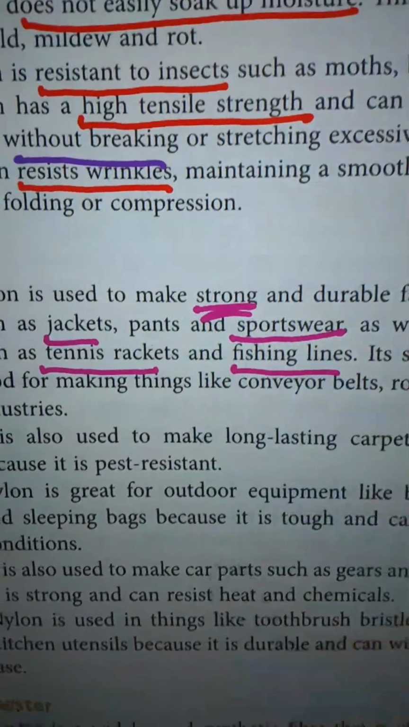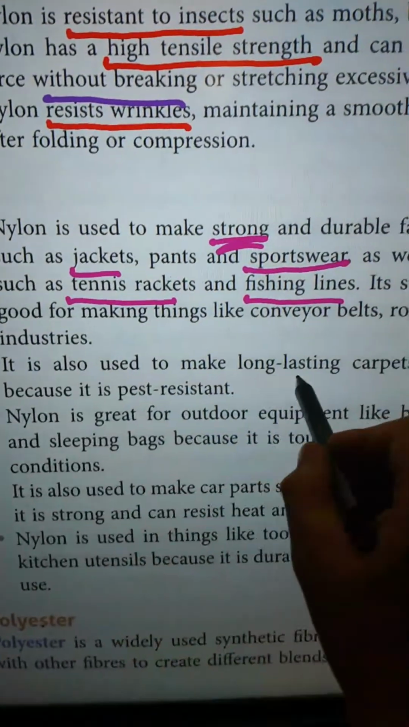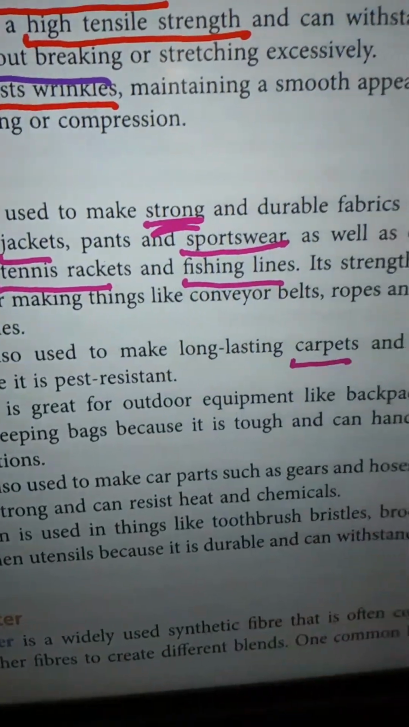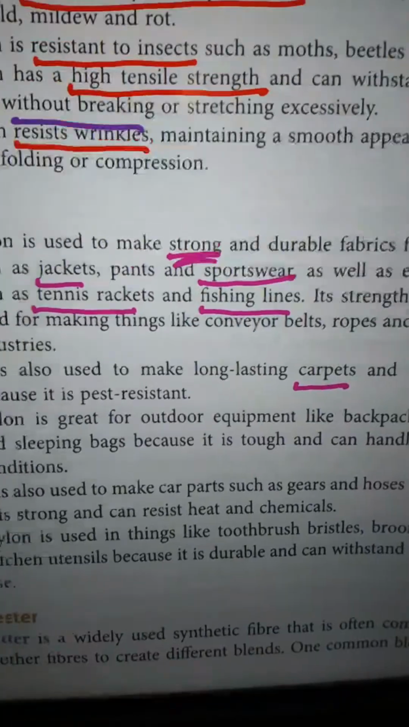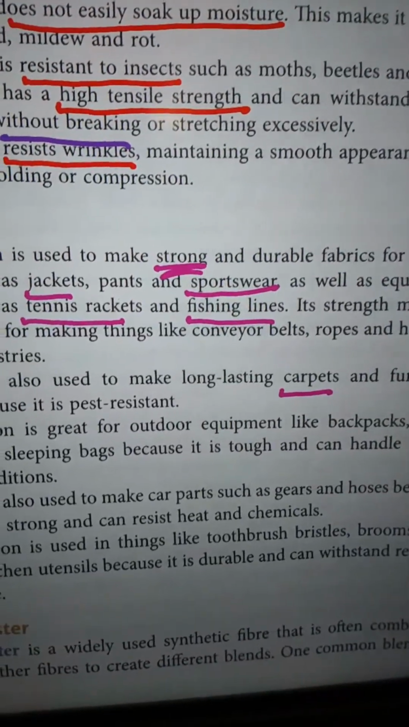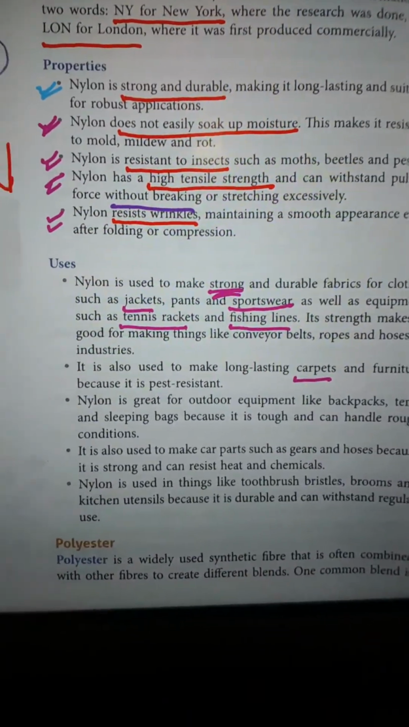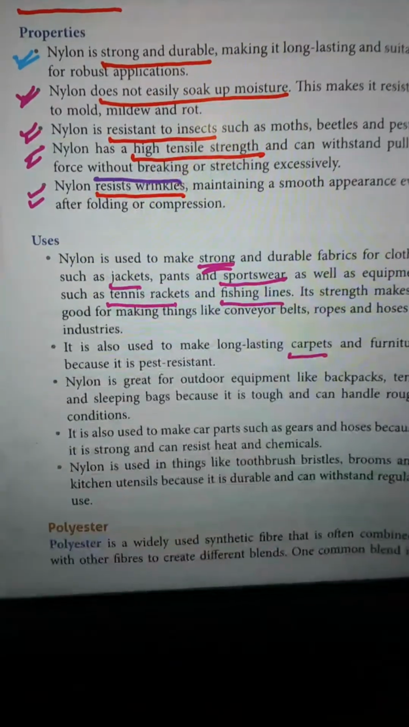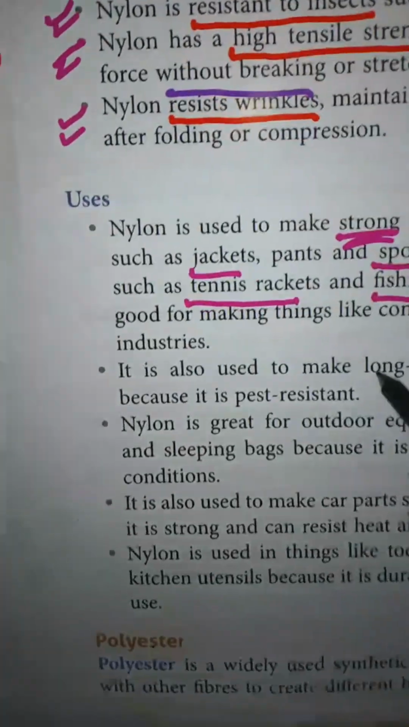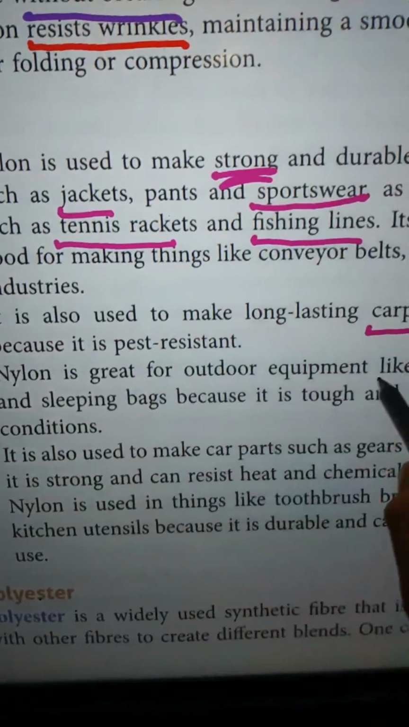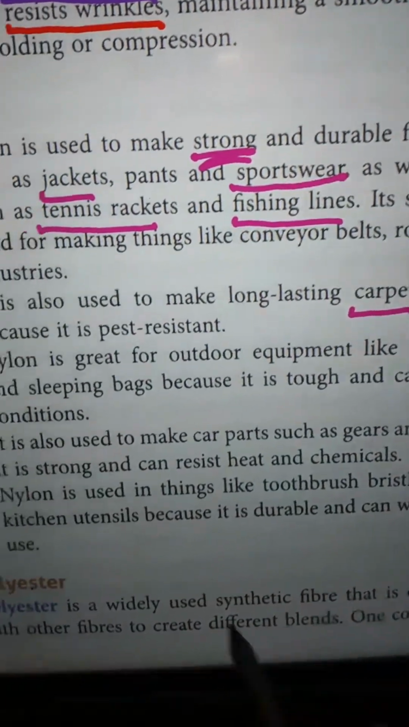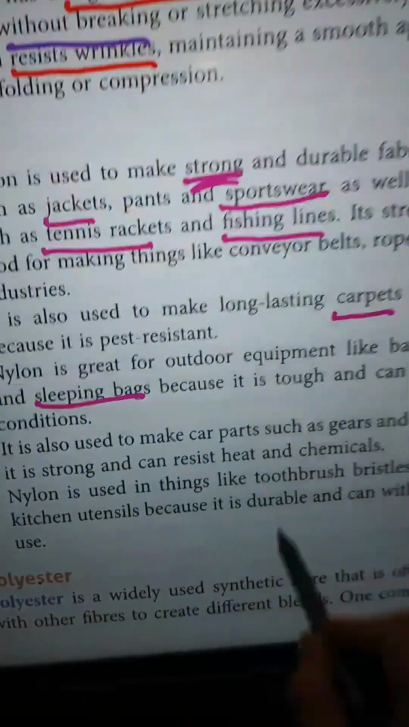Fishing lines. It is used to make long lasting carpets. These days all the carpets, and even the material used for making curtains, are all made up of nylon because it is very cheap. It is great for outdoor items like tents and sleeping bags because it is tough.